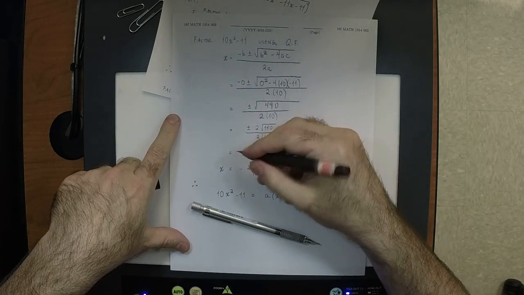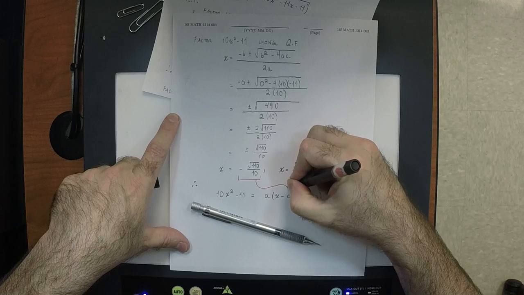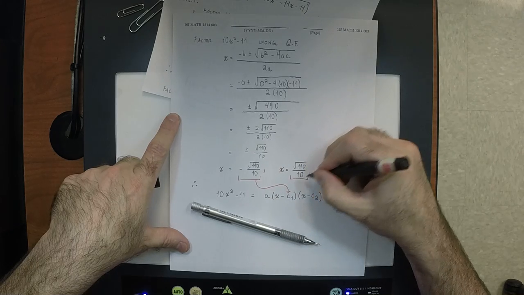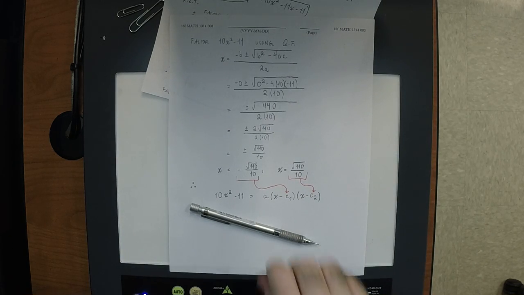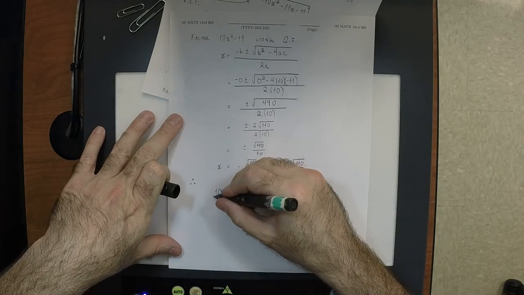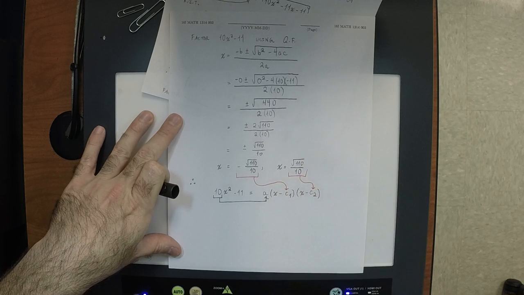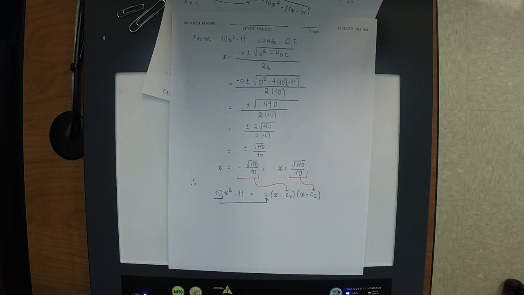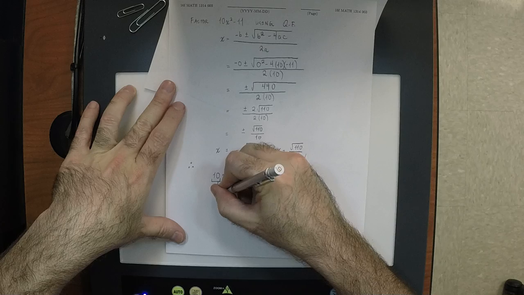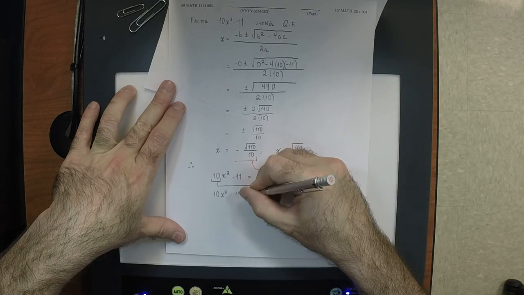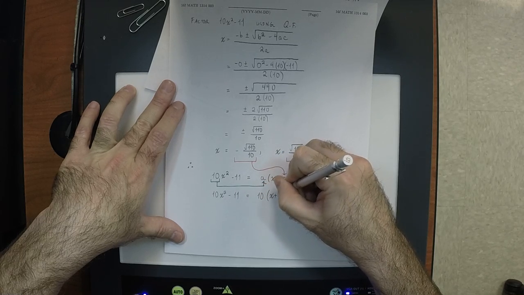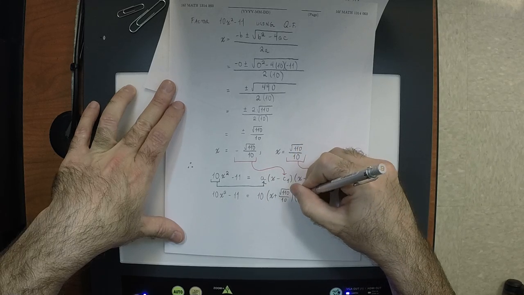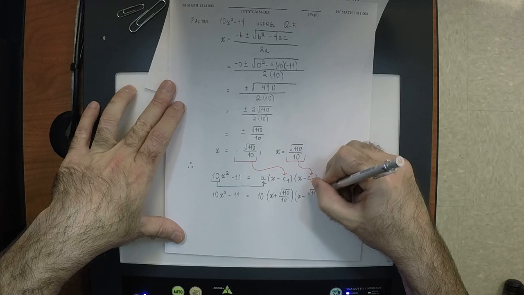So this one can go there. This one can go there. And then what about the A? It's 10, right? It's got to be this. Does everyone see where the parts come from? Okay. So that's telling you that 10x squared minus 11 is 10 multiplied by x plus square root of 110 over 10 multiplied by x minus square root of 110 over 10.